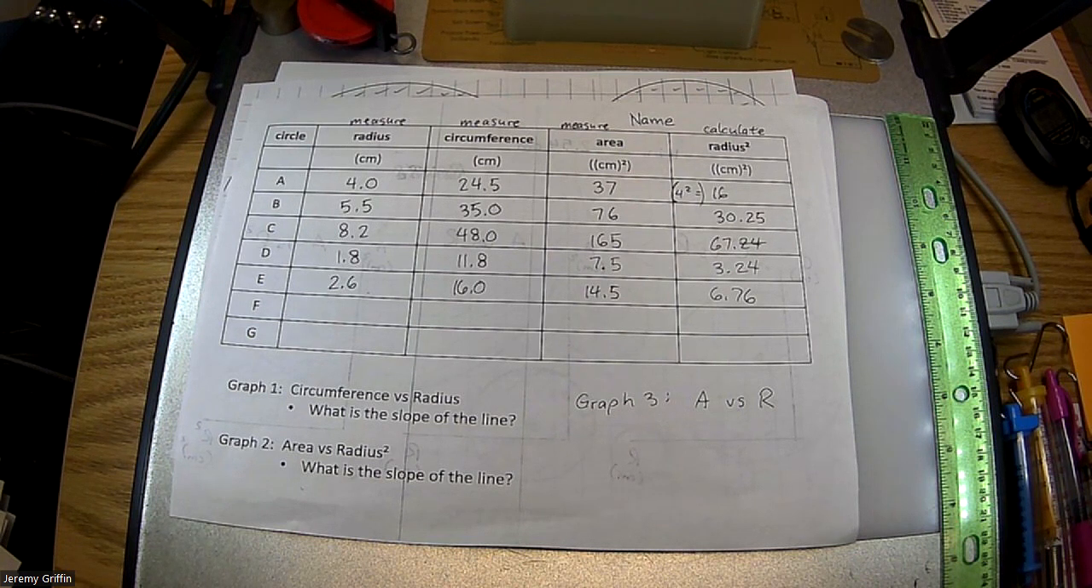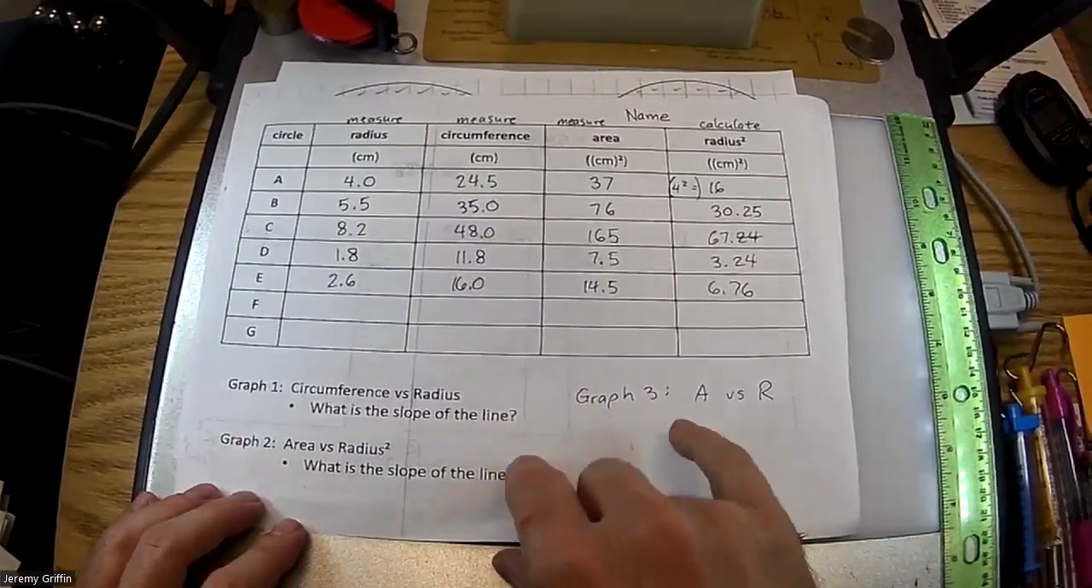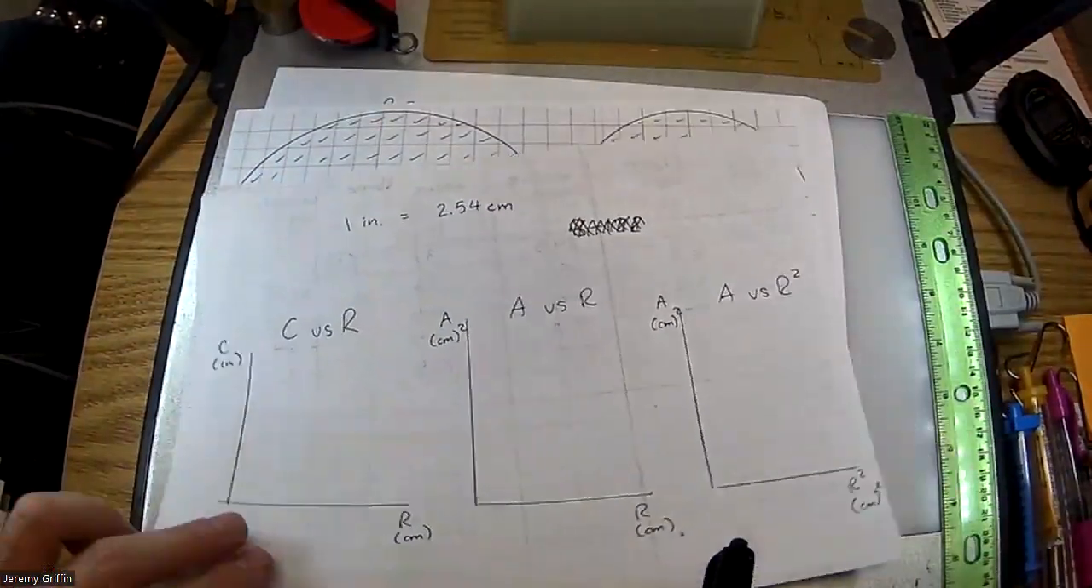Okay, you guys good so far? All right. You're going to get a bunch of data. I did one row for you. You have to make these 3 graphs. So what are these graphs going to look like?